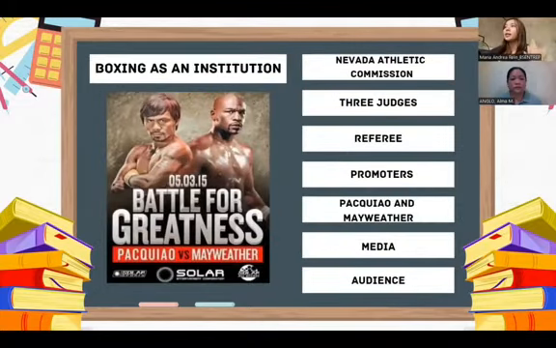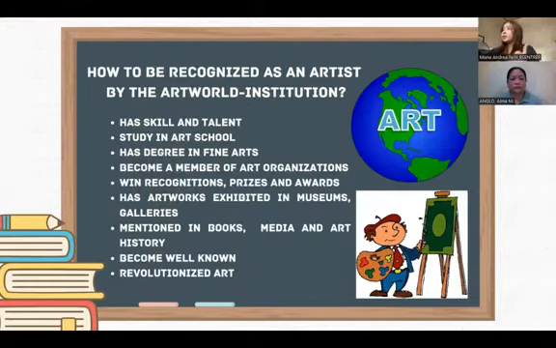Also, on boxing as an institution, there is the Nevada Athletic Commission. There are also three judges who will judge who will be the winner or who is the great boxer. And there's also a referee, promoters, especially Pacquiao and Mayweather. There is also media and audience needed on boxing.